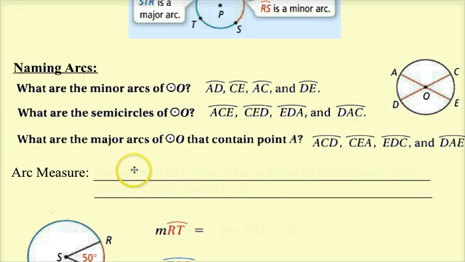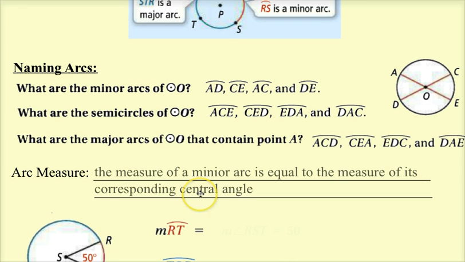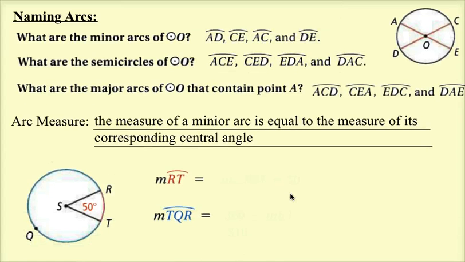Now I can actually figure out the measure of an arc. The measure of a minor arc is equal to the measure of its corresponding central angle. So that's easy to remember. The measure of an arc is equal to the measure of its corresponding central angle.